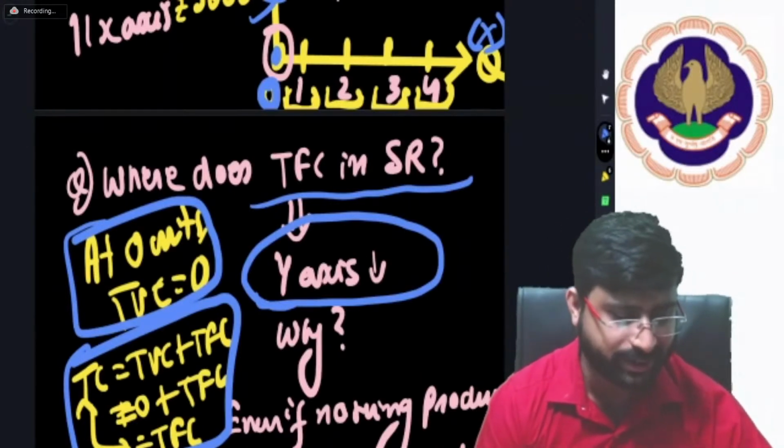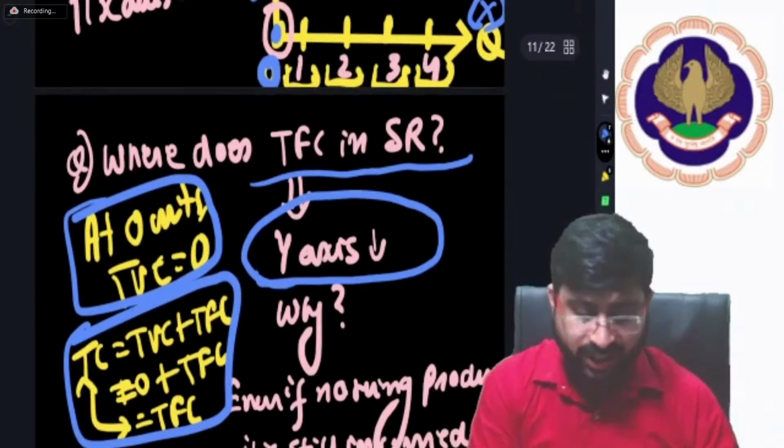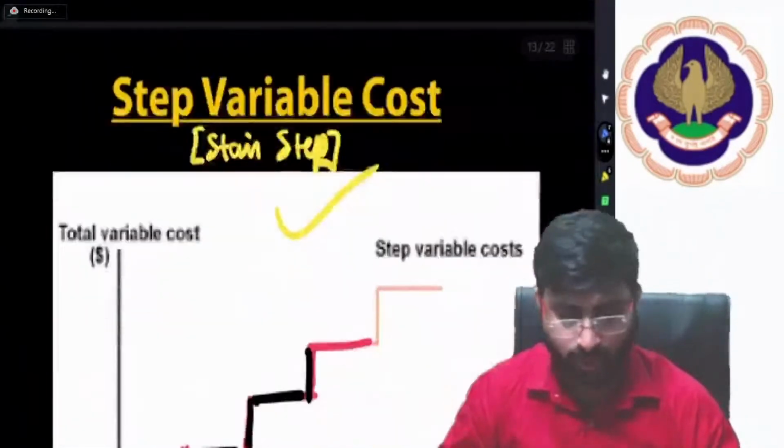Yes, sir, you are correct. So therefore, even at 0 level, TC equals TFC. Now moving on.